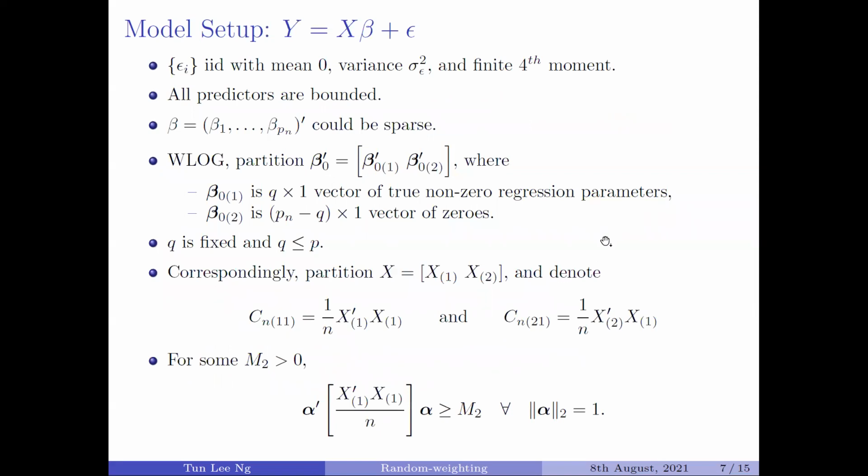Now, here's the model setup. Of course, we're considering a linear regression model, but then we only require a finite fourth moment assumption for the error terms. We don't require normality assumption here. All predictors X are bounded, and then the rest are just common regularity assumptions that you find in the linear regression literature.